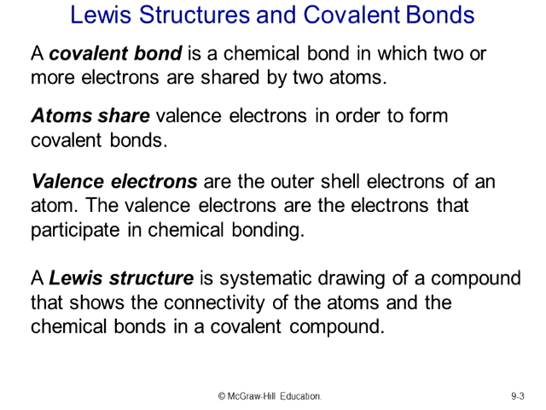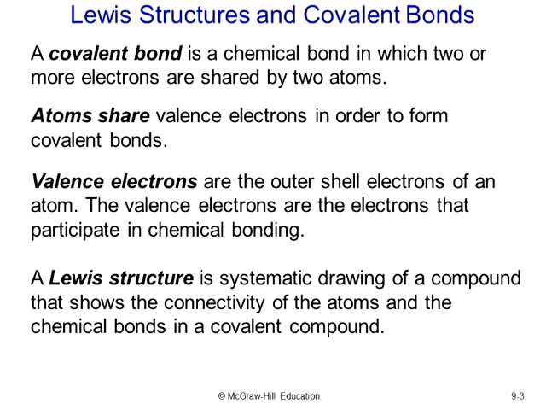A Lewis structure is a systematic drawing of a compound that shows the connectivity of the atoms and the chemical bonds in a covalent compound. That's a fancy way of saying Lewis structures let you draw chemical structures that don't violate any chemical rules. One of the critical rules of drawing Lewis structures is not to violate the rule of 8 in most compounds. However, there are several exceptions to that rule.